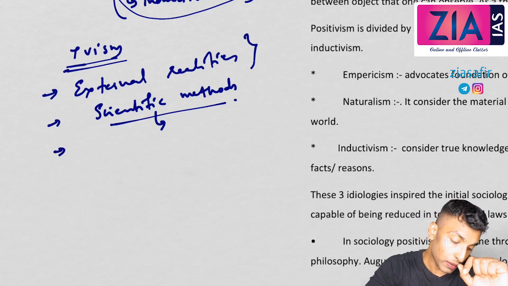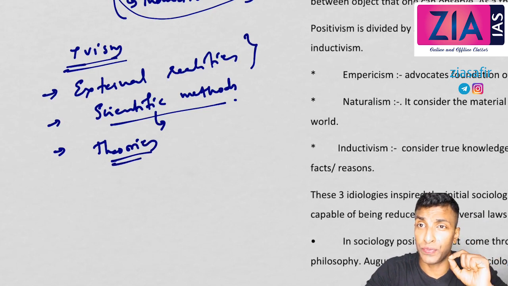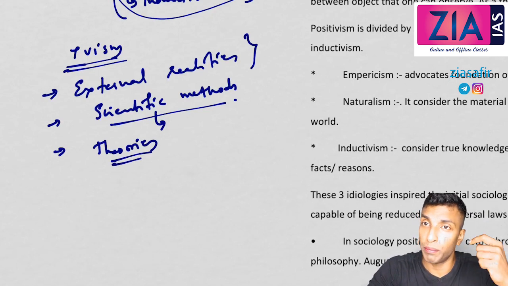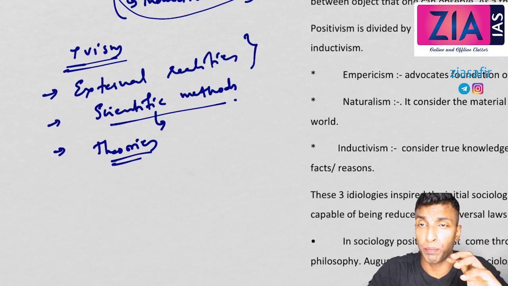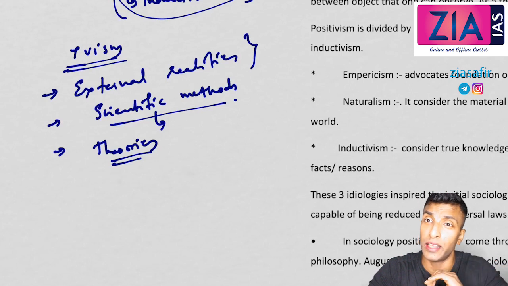Then the third one, theories. Okay, you need to make theories. That is very important when it comes to positivism, because natural science is making theories. So if you are claiming that you are also similar to natural science, or your discipline is scientific, you have to make theories. So the initial positivists or sociologists all emphasize theories. Durkheim, you can see a lot of theories. Marx, there are a lot of theories.